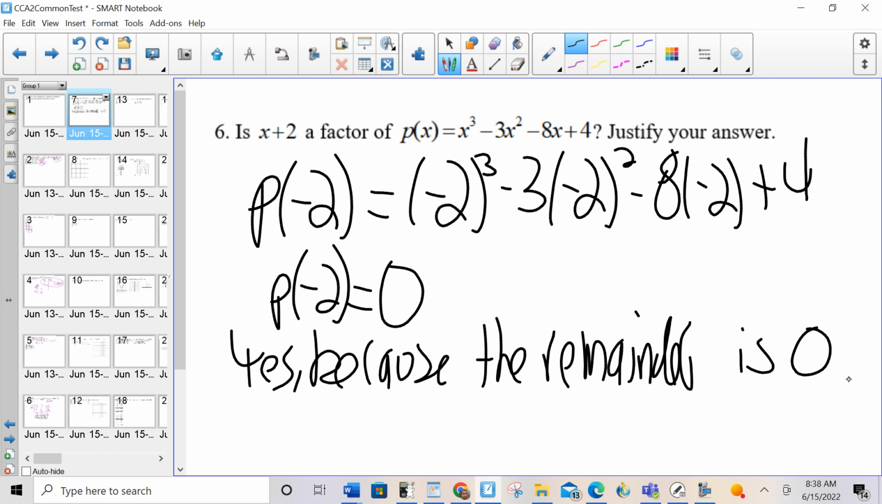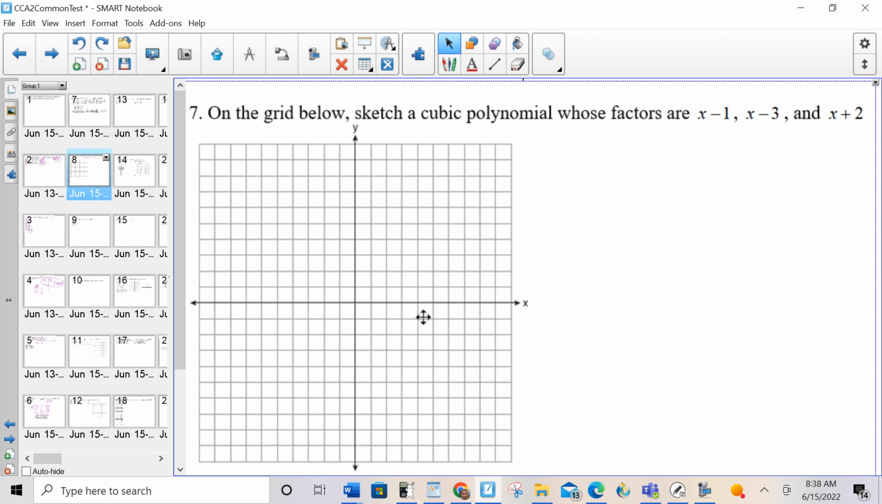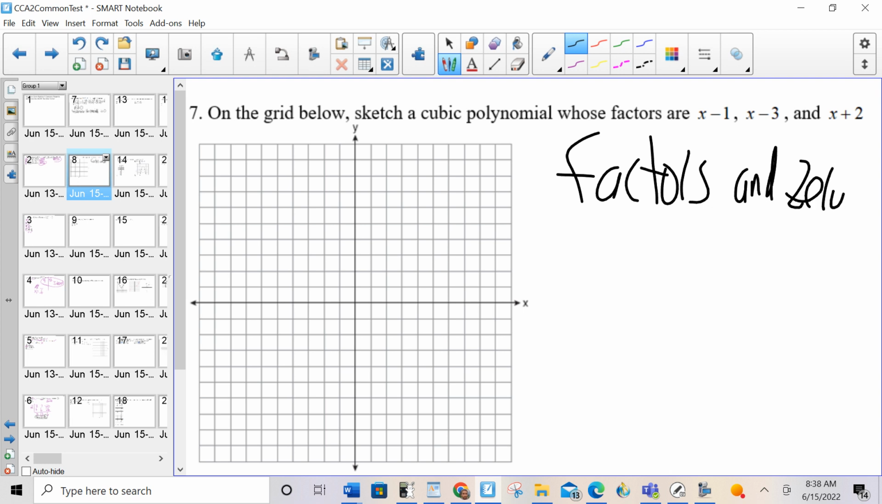Every single Regents they ask this. On the grid below, sketch a cubic polynomial whose factors are. So you need to link in your brain factors and zeros. If you know the factors, you know the zeros. If you know the zeros, you know the factors. To go back and forth between factors and zeros, I essentially switch the sign, just like I did in synthetic division, just like I did in remainder theorem.